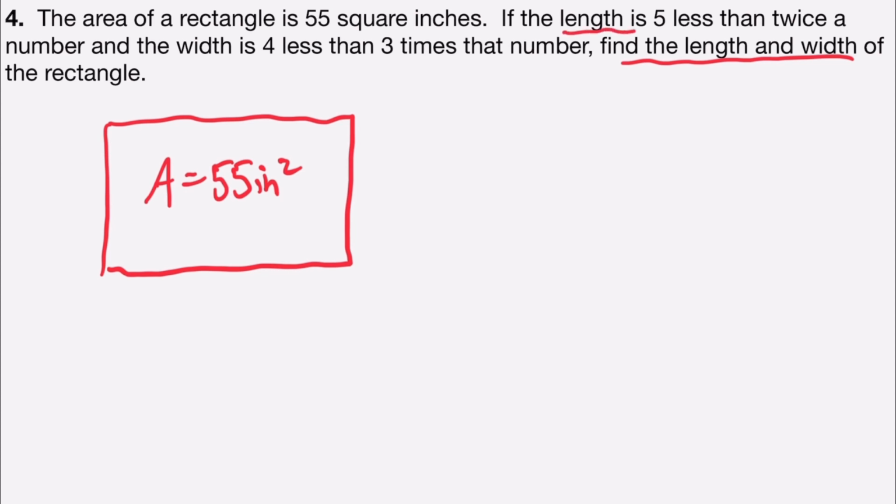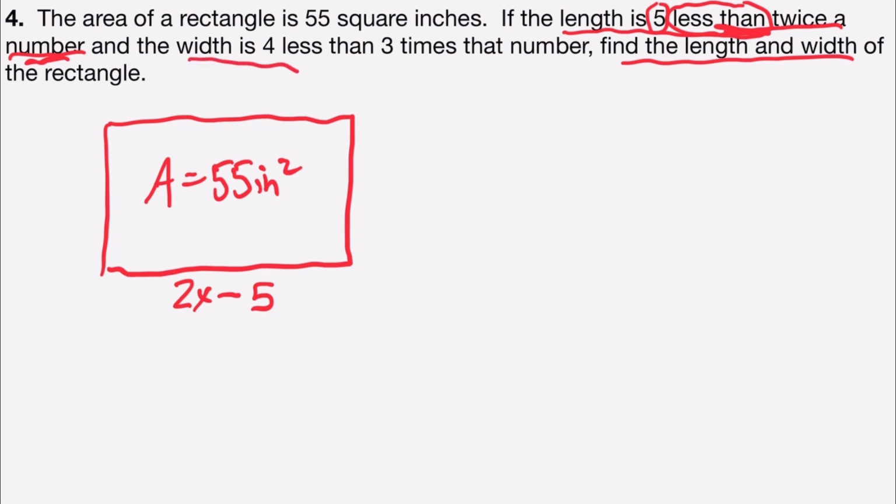It says the length is 5 less than twice a number. So I'm going to call the number x. I have less than, which means subtraction. The word than is going to flip-flop the order. So even though 5 is written first in words, it's going to be written second in symbols. Subtraction because of the less than, and twice the number will be 2x. So my expression for the length is 2x minus 5.